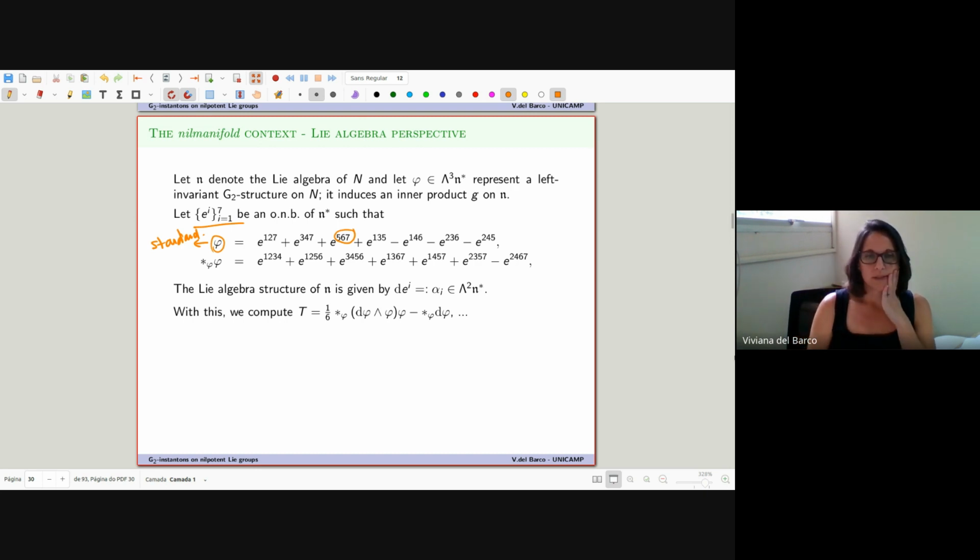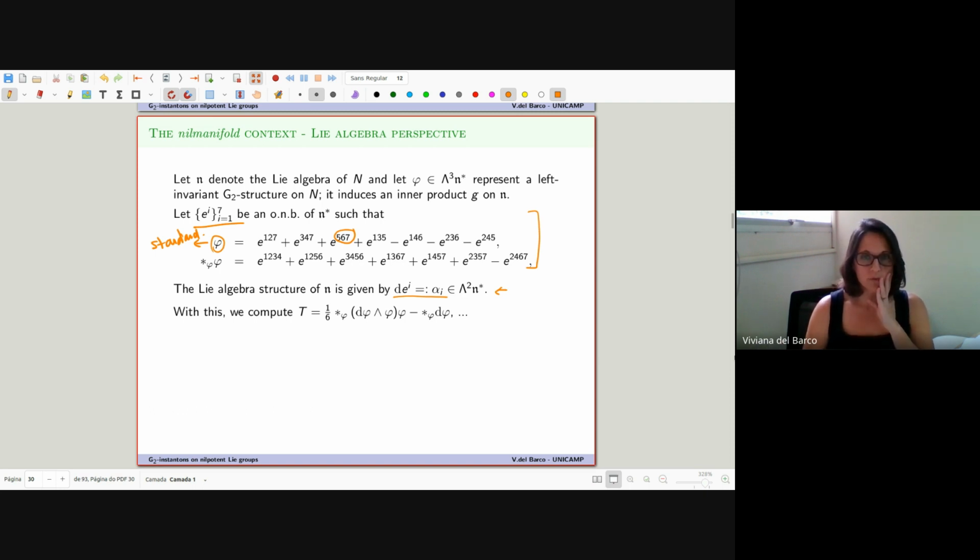Okay, so we have a Lie algebra. We take an orthonormal basis, and we know that there is an orthonormal basis such that the G2 structure has that form. And the Lie algebra structure is encoded in the differentials of the dual basis of the Lie algebra. These are what I call alpha i's, which are 2-forms of the Lie algebra. Let me say that this differential is the same as having the Lie bracket. So it's the dual of the Lie bracket, and all the algebra structure is encoded in the differential.